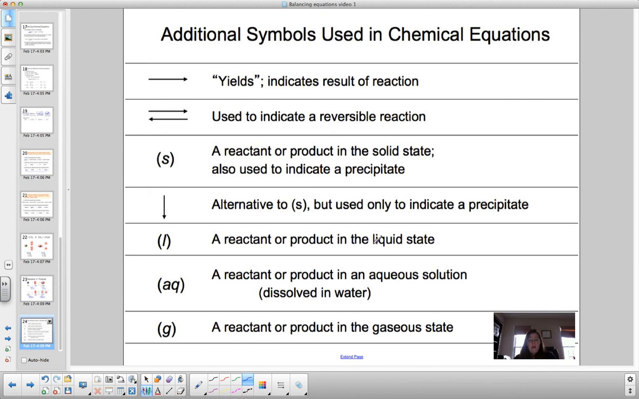Liquid is a reactant or product in the liquid state. In an aqueous solution, you'll also hear this as aqueous and aqueous. So many different ways you'll hear this word. That just means that some sort of reactant or product was dissolved in some of the water. Okay, so sometimes if I just put NaCl, like salt, and put it in water, I have just made an aqueous solution. And then gaseous would be the result in the gaseous state. Okay, so hopefully this helps to get these started.